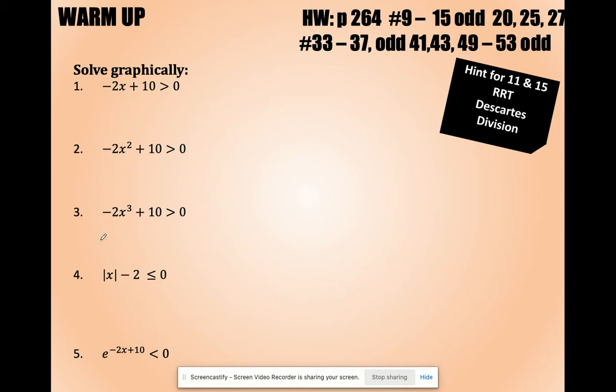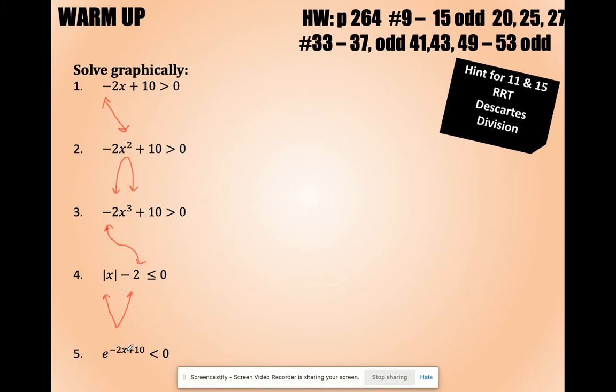So I want you to notice that every single one of these functions on the left, forget about the inequality right now, is a function you are supposed to know from prerequisite classes. Negative 2x plus 10 is a linear function with a negative slope. Negative 2x squared plus 10 is a parabola that opens down. Negative 2x cubed plus 10 is a cubic function and behaves like a line with a negative slope. Absolute value of x minus 2 is a V that opens up and is shifted down 2.